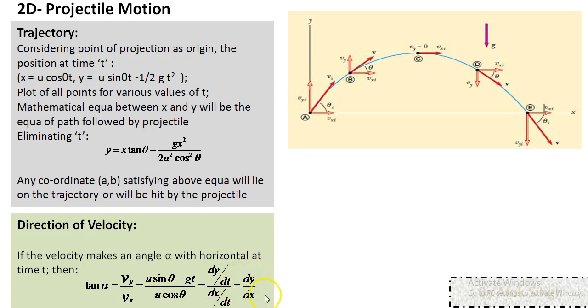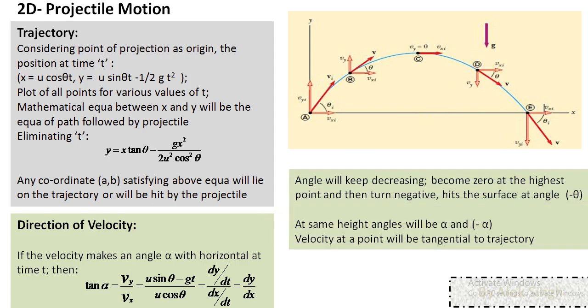Let's understand what this dy by dx is. Dy by dx is nothing but the slope of the tangent drawn to the trajectory of the projectile. At any point, if we draw a tangent to the curve, the direction of the tangent would be along the direction of velocity. So the tangent drawn at point B will indicate the direction of velocity at point B. The tangent drawn at point D will indicate the direction of velocity at point D. That's the direction of velocity.